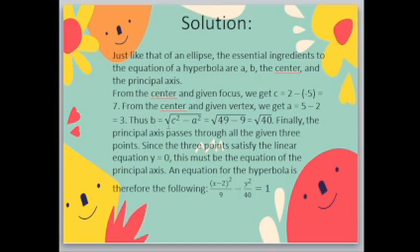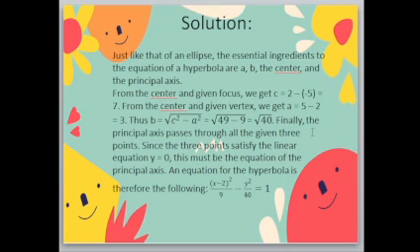Thus, to get the B is equal to the square root of C squared minus A squared. So we have our C is 7, so 7 squared is 49, and our A is 3, so 3 squared is 9, so 49 minus 9 is 40. So our B is the square root of 40. Finally, the principal axis passes through all the given 3 points.